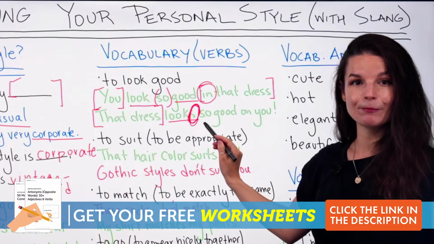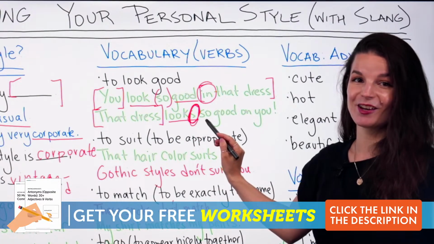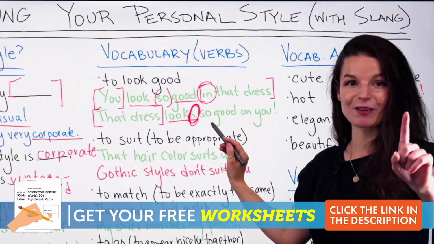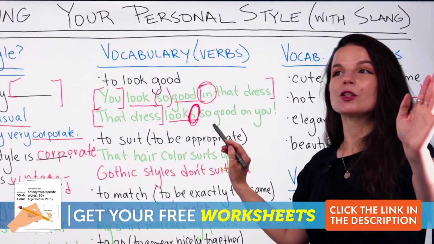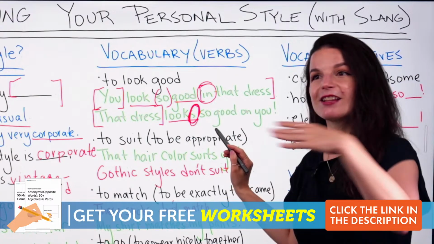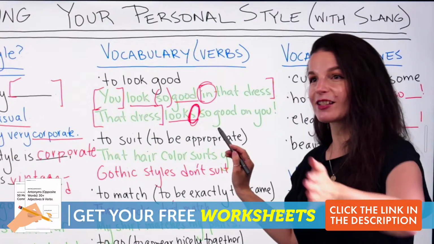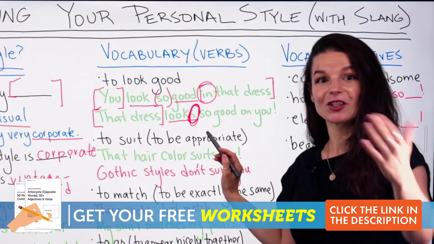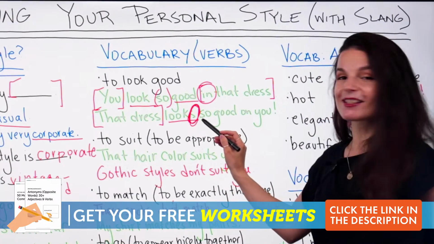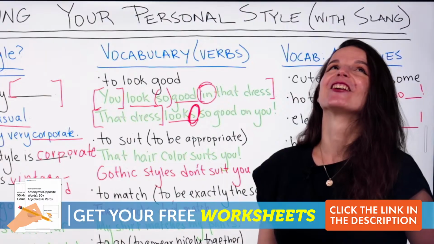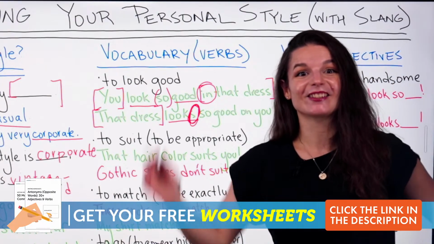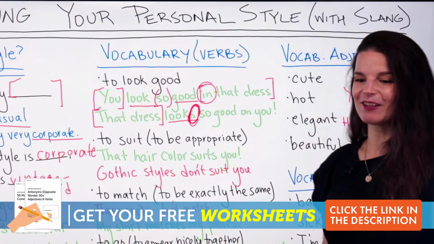This S is such a common mistake among learners. Don't be one of them. You can do it. You can remember. Just practice it out loud. That dress, that shirt looks so good. He looks so good. She looks so good. This S, so many learners forget it, so please practice it. Starting now, start practicing it out loud, okay?